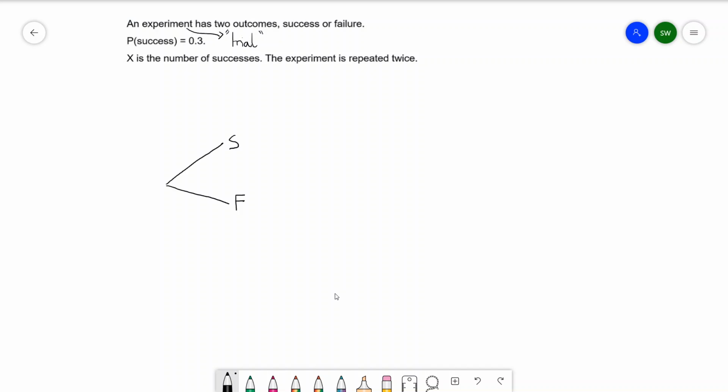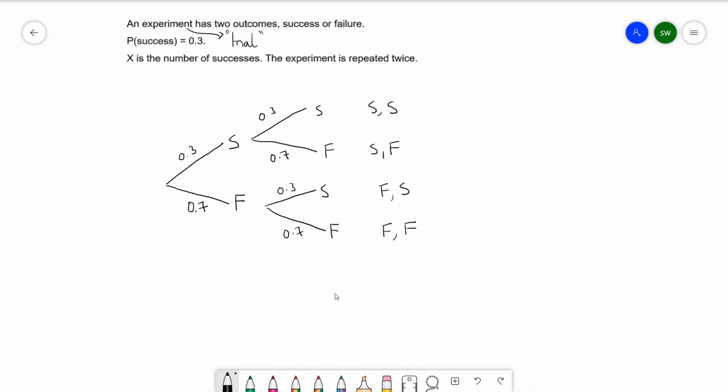So on the first trial, you could either have a success or a failure. And on the second trial, you could either have a success or a failure. So this means we've got 4 different outcomes. We could either have a success followed by a success, then a fail and a success, or a fail followed by a fail. And we could work out the probabilities of each of these by just multiplying along the branches.